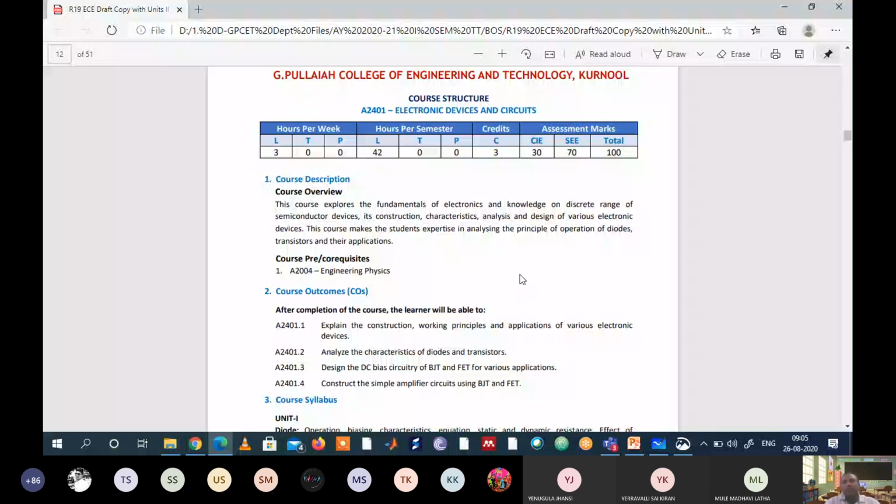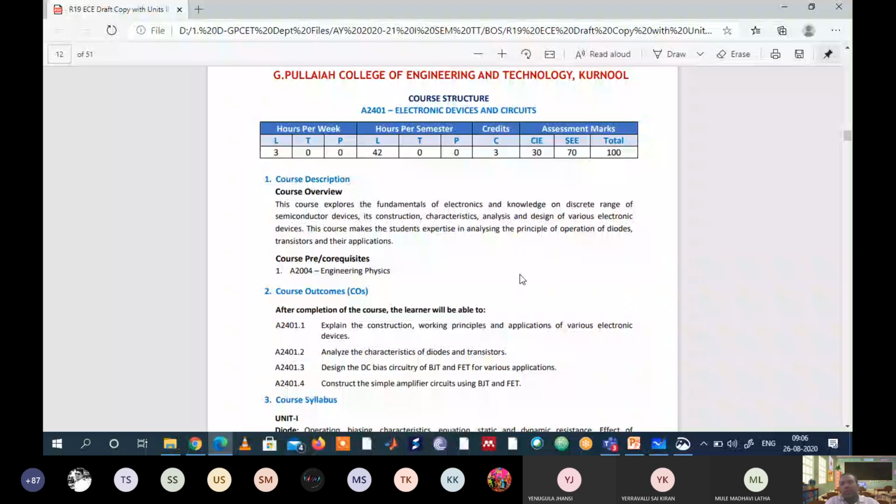This course explores the fundamentals of electronics and knowledge on discrete range of semiconductor devices, its construction, characteristics, analysis, and design of various electronic devices. So what are all electronic devices that are present in EDC, starting from vacuum tube. Vacuum tube. Because of some disadvantage of vacuum tube, we have gone for a diode.